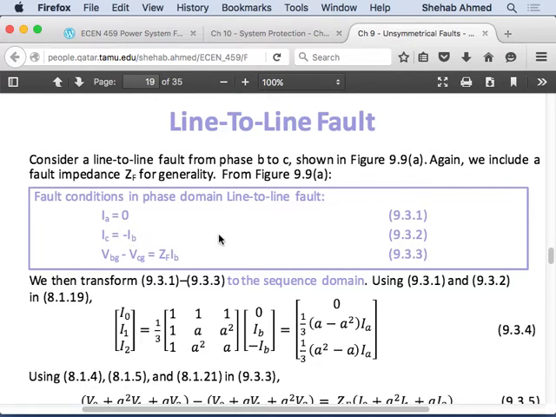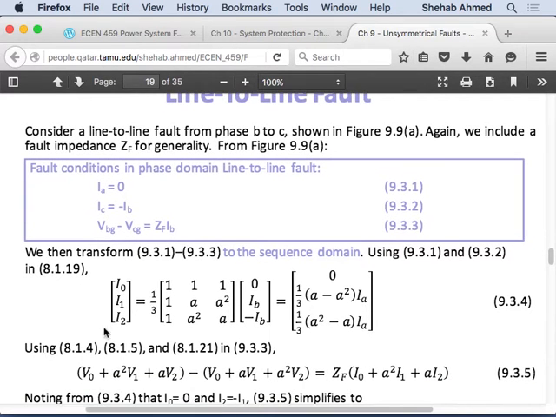Does not matter here. So what they have here is, the voltage across the fault is VBC, that's VB to ground minus VC to ground, and that is equal to the fault impedance multiplied by the fault current, right? So these are our inputs. We will take those and do the same, convert them to sequence quantities.